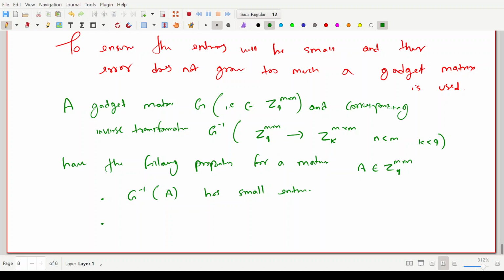And the second property is this: if G inverse of E is multiplied with G, then you'll get back your E. These are the two properties this gadget matrix will have. Okay, now let us see.